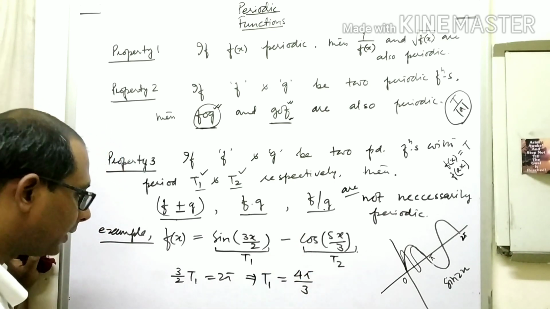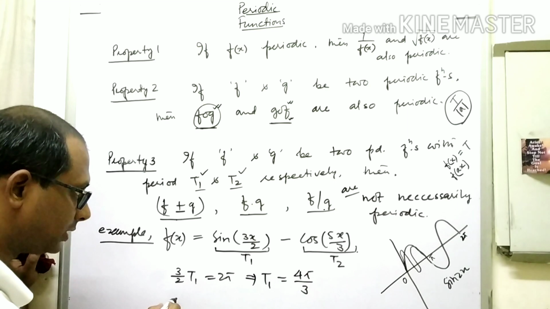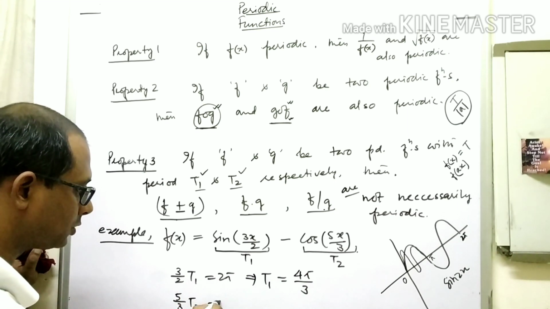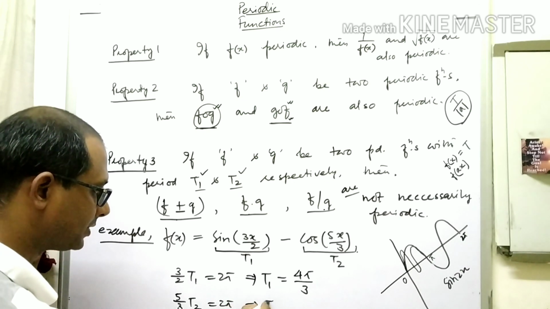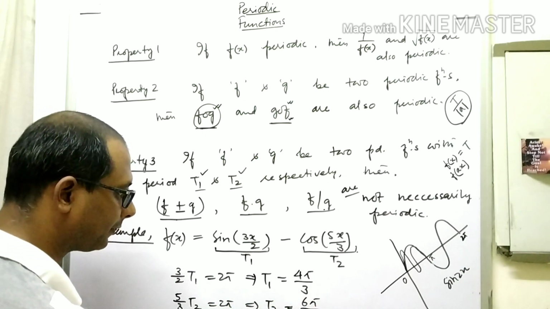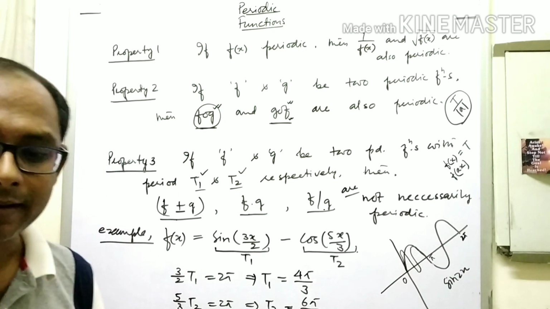Now we'll find t2. With 5 by 3, t2 will be 2 pi divided by 5 by 3, so t2 will be equal to 6 pi by 5, as we just said.